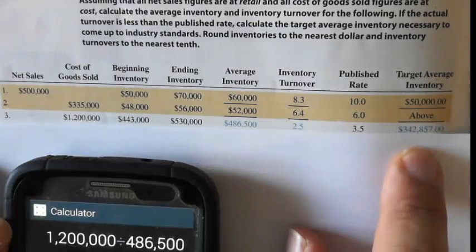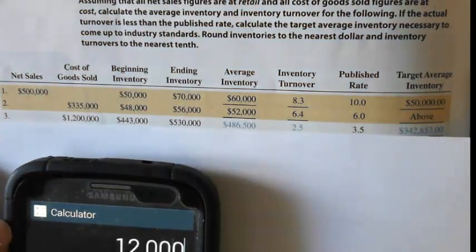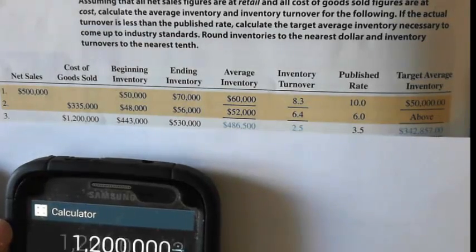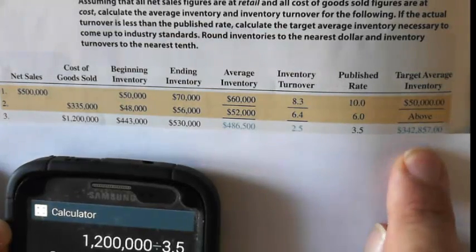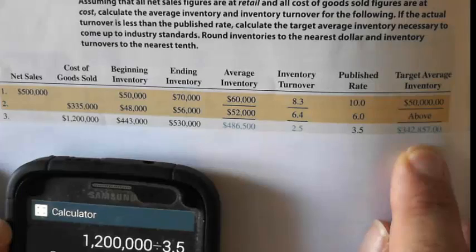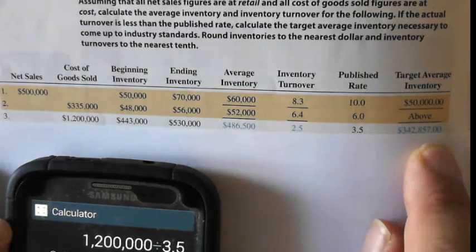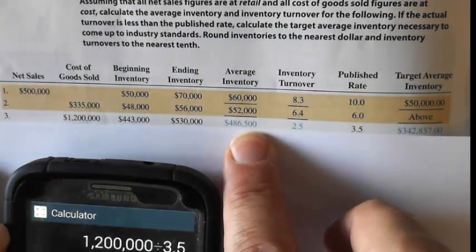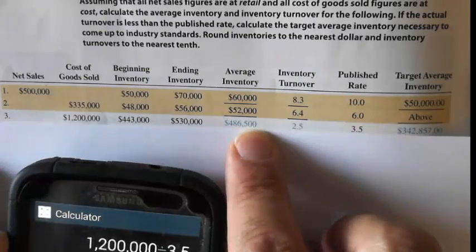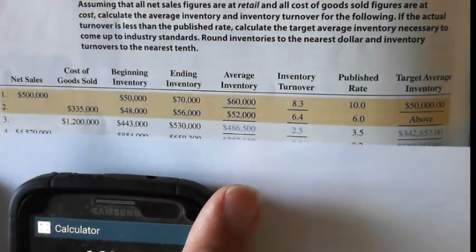So what do we really need to look for here? So we have divided by industry average. So rounding, we need 342,857 in inventory is our recommended. And we have this, so this business has to see if they can sell a little harder, get a little less inventory. Okay, let's do one more.